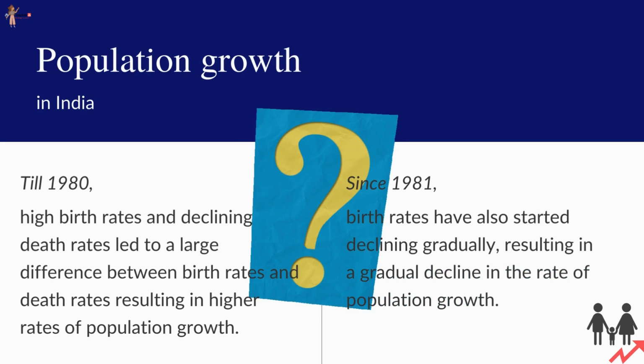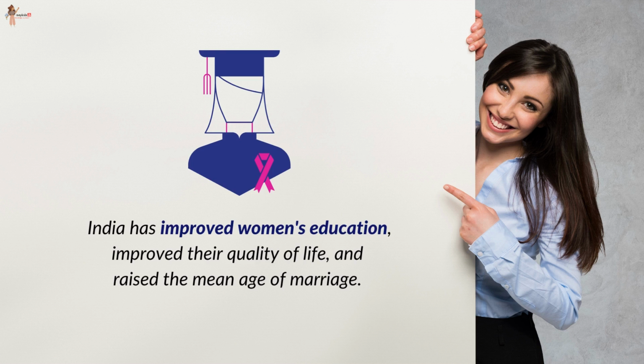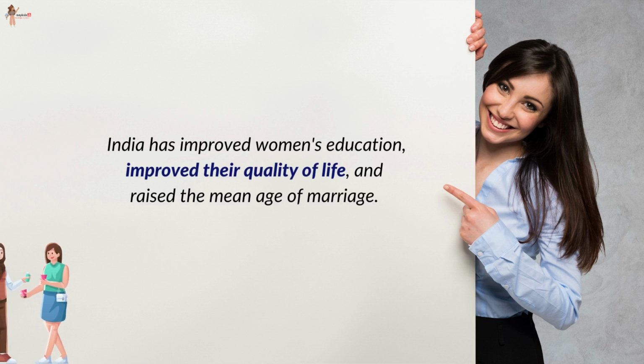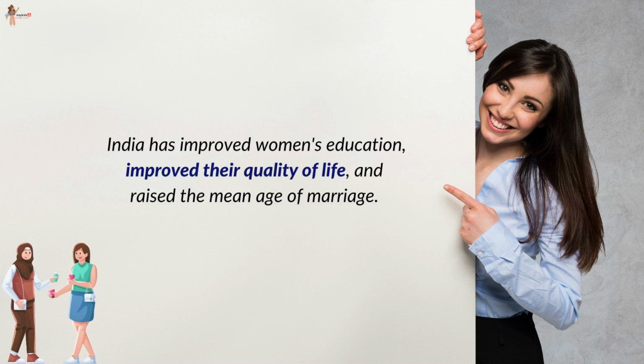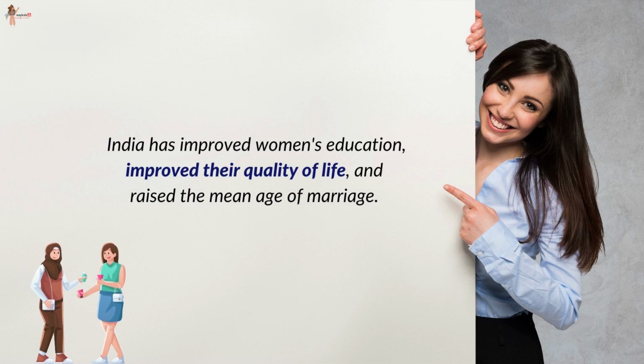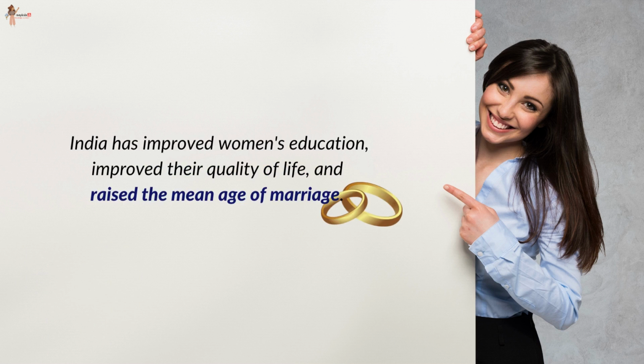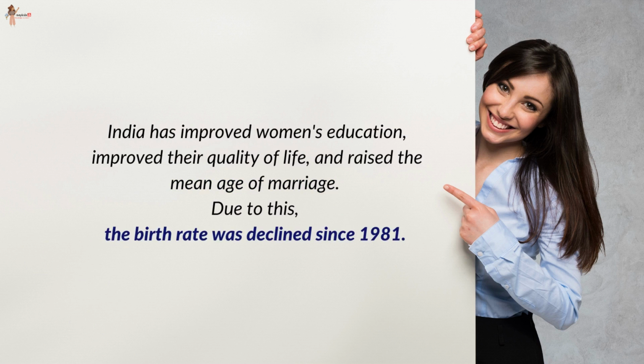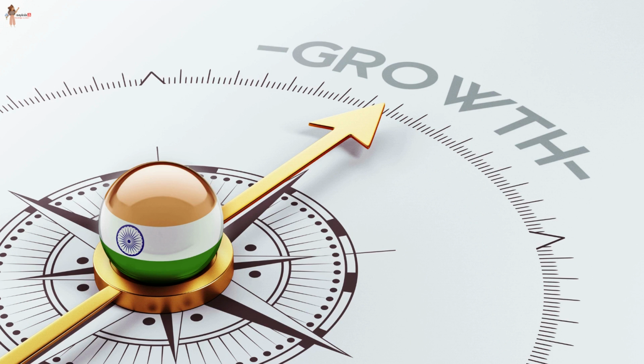What are the reasons for this trend? India has improved women's education, improved their quality of life, and raised the mean age of marriage. Due to this, the birth rate has declined since 1981. On the other side of population decline, India's growth rate is still high.